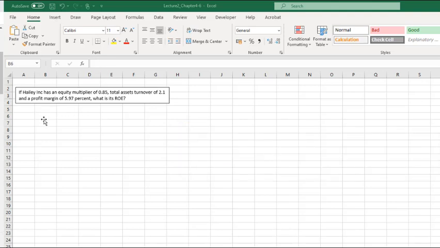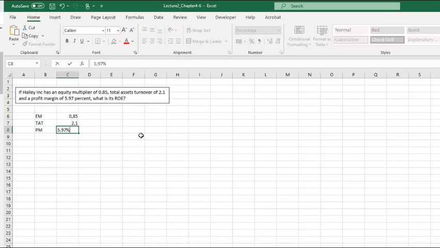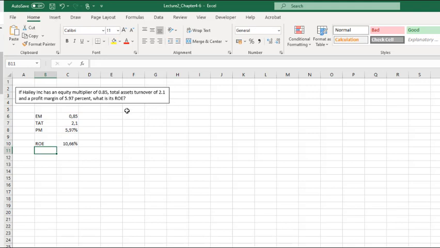Now that we know the formula, we can just calculate our example. So the equity multiplier is given as 0.85. The total asset turnover is 2.1. The profit margin is calculated as 5.97%. And then we can calculate the return on equity as 5.97% multiplied by 2.1 multiplied by 0.85. So we get 10.66% return on equity for Haley Incorporated.